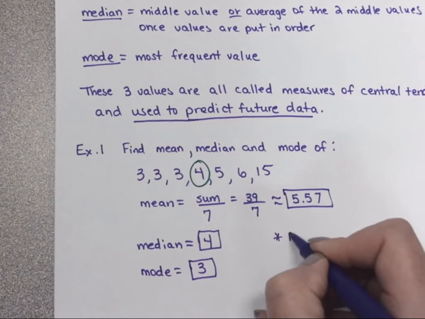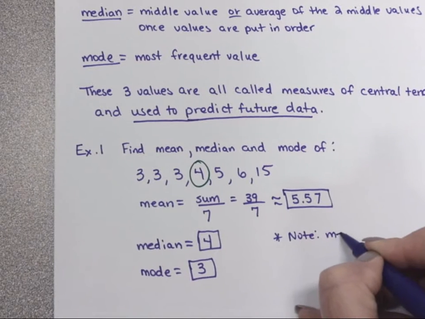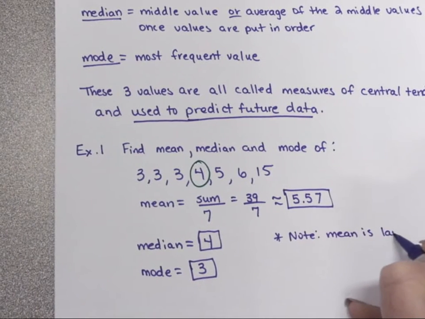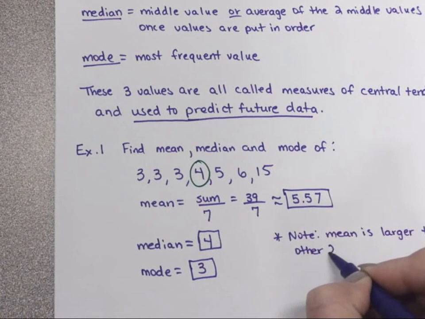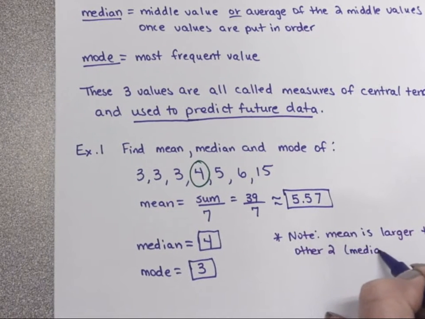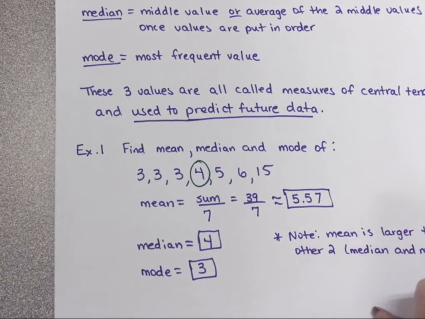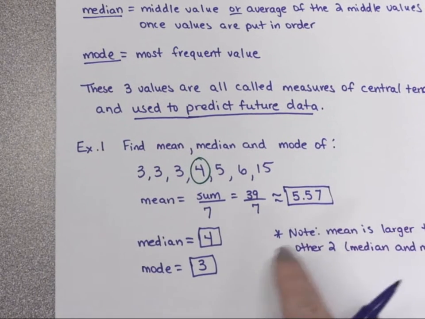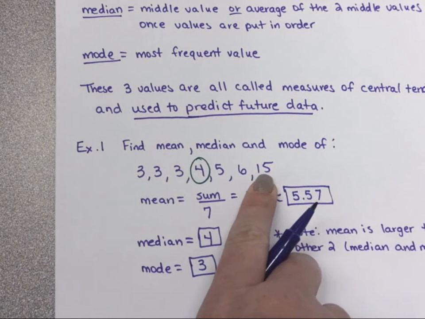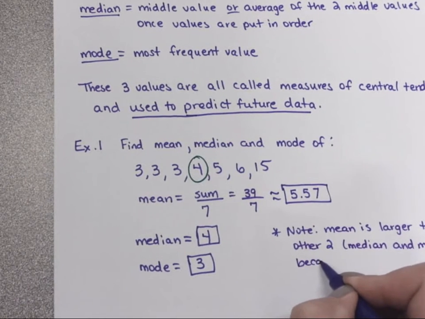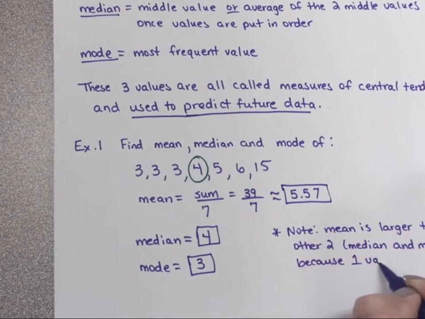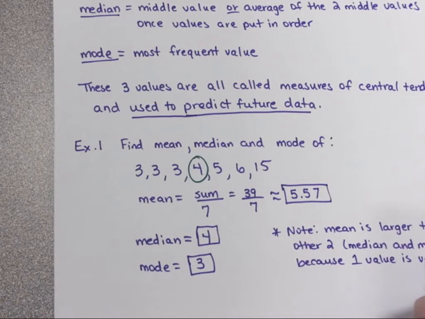What I want you to note is that the mean is larger than the other two. And why is it larger? Because it includes one number that is kind of a lot higher than the others, right? It includes a number that's considerably higher than the rest of the list. So the mean is larger than the other two because one value is very high.